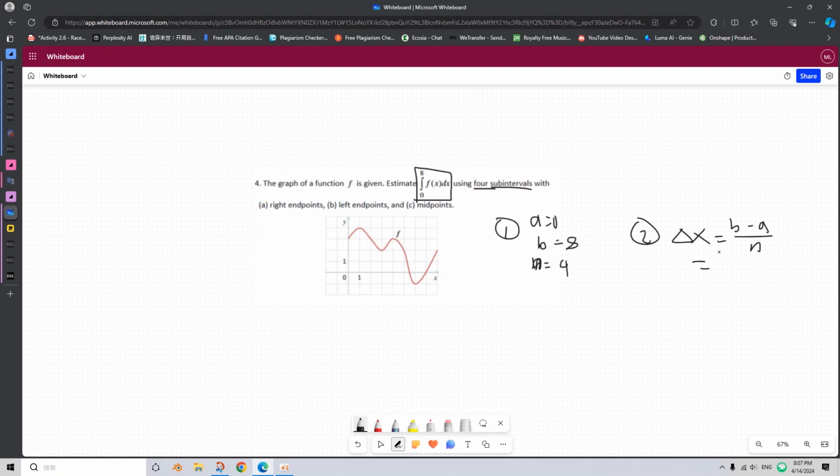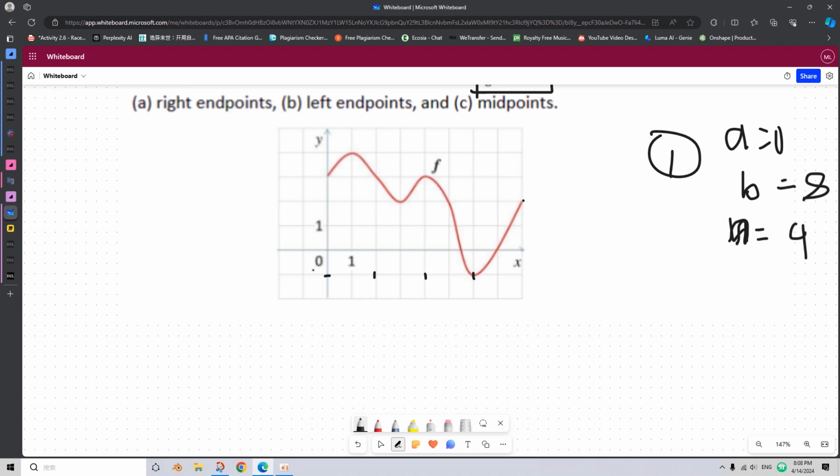and that is equal to 8 divided by 4, which is equal to 2. So that's step 2. Step 3 is, we can just solve the problem directly. So a is when it's at the right endpoint, so we start here. And we have 4 intervals. So we start from here, 1, 2, 3, 4. There we go. So according to this, every one of these things is 1.